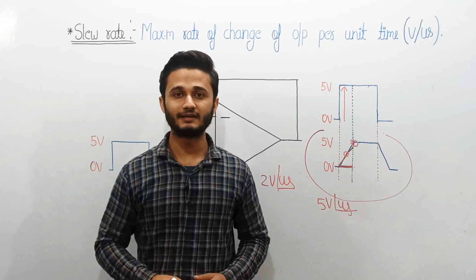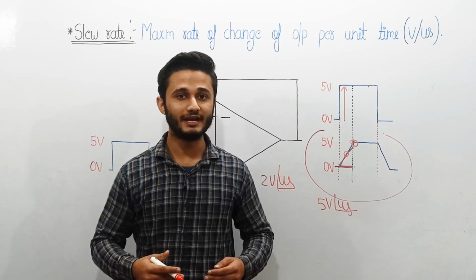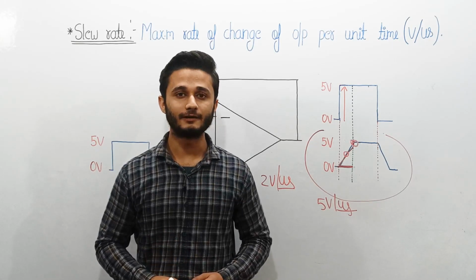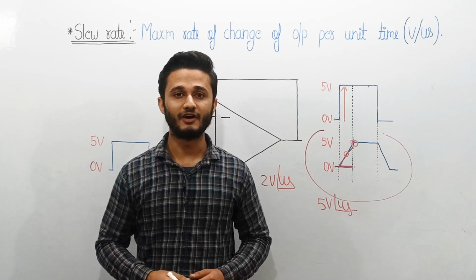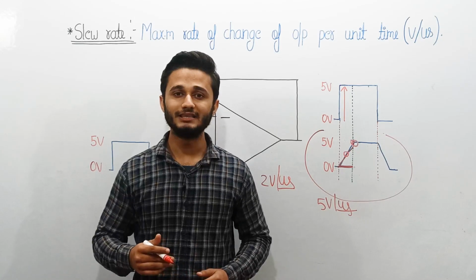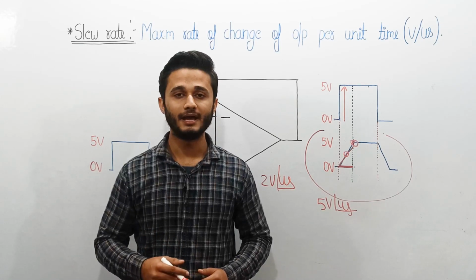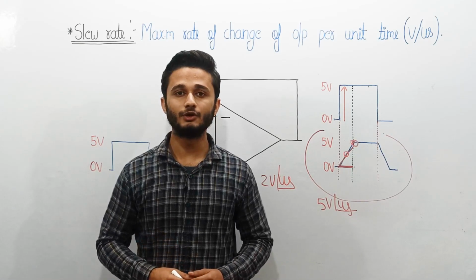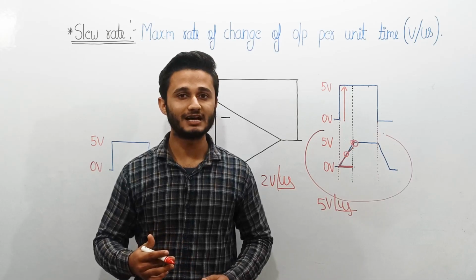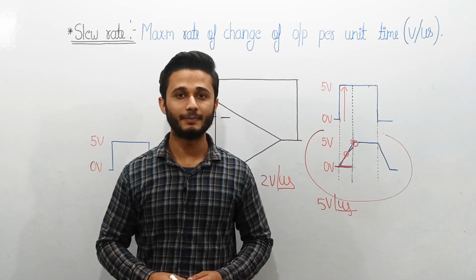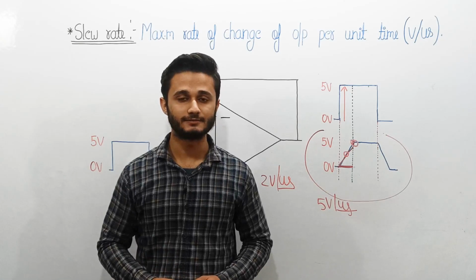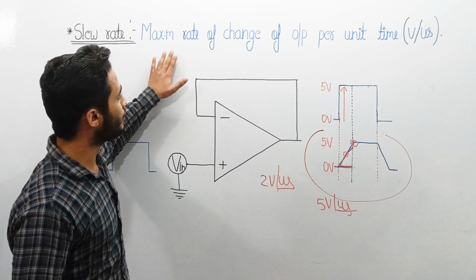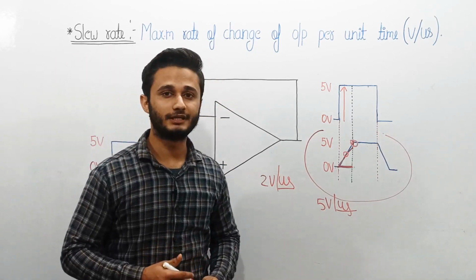Now, let's look at the reason behind the delay. Why do we get this delay? What is the reason behind the slew rate? As I told you earlier, an op-amp is a 3-stage amplifier. It has 3 stages. In the intermediate stage of the op-amp, an internal compensation capacitor is present. So the slew rate of the op-amp depends on how fast that internal compensation capacitor charges or discharges. So slew rate is defined as the maximum rate of change of output per unit time.